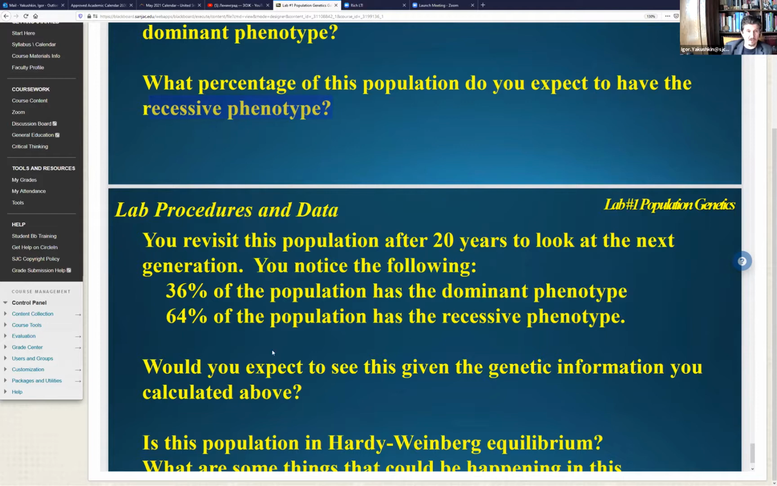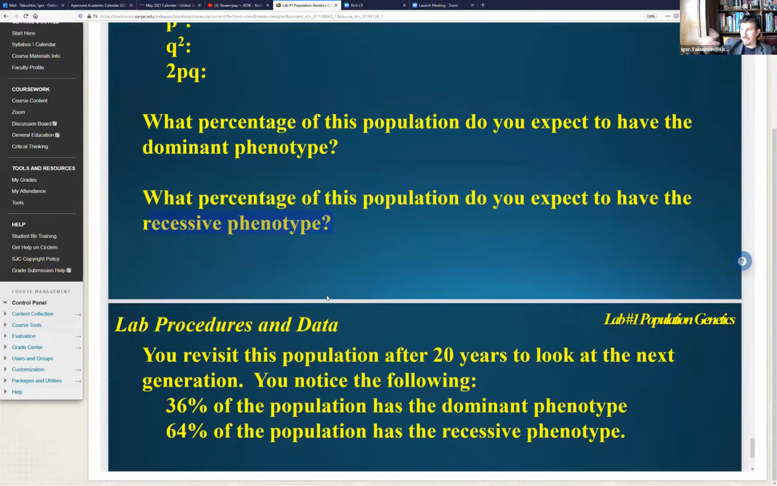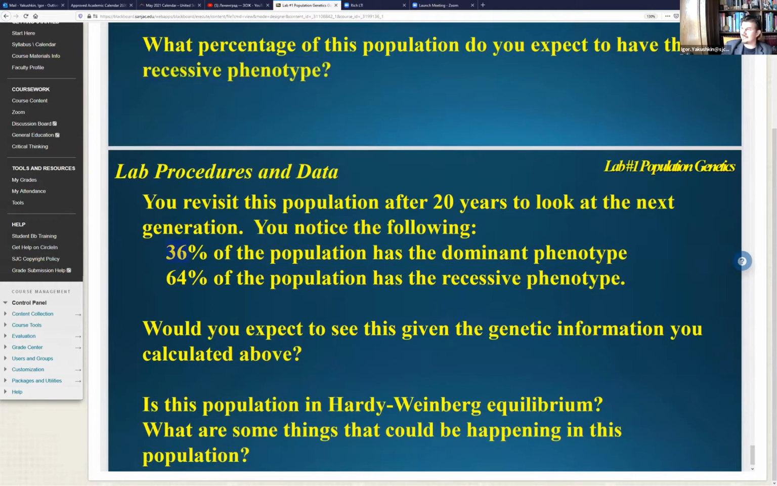So let's take a look. You revisit this population after 20 years to look at the next generation. You notice, remember, we had 19 and 81. Now you're seeing 36 and 64. Do you expect those particular numbers? I have no idea where the 36 came from. I did not expect it. I have no idea where 64 came from. No, I did not expect to see those particular numbers.